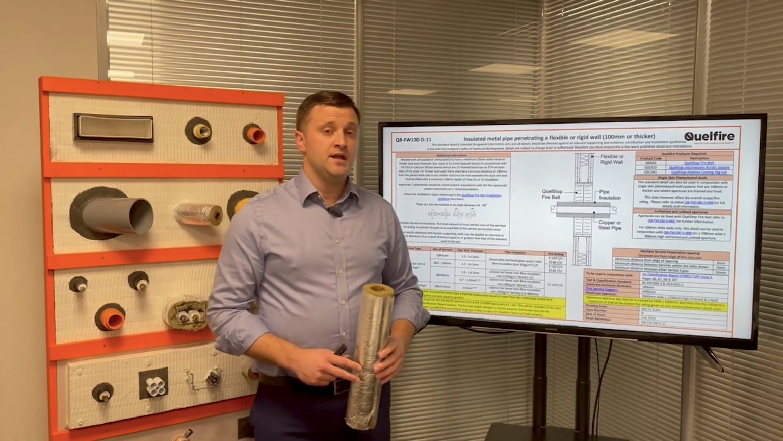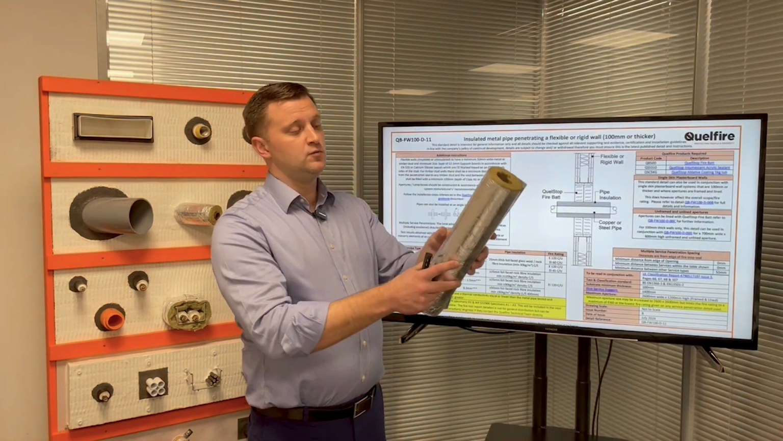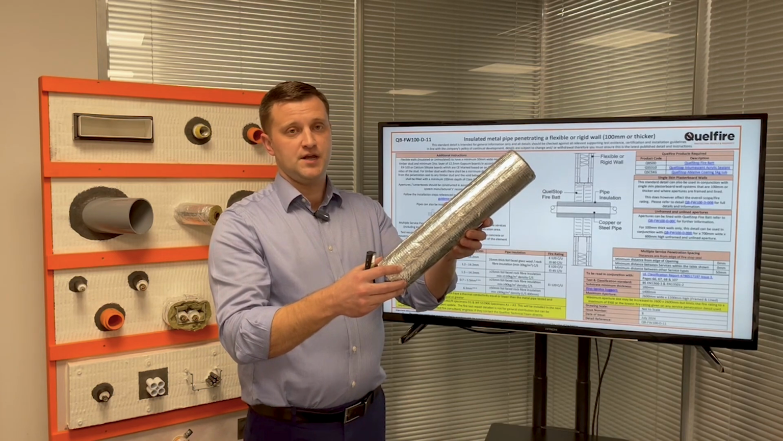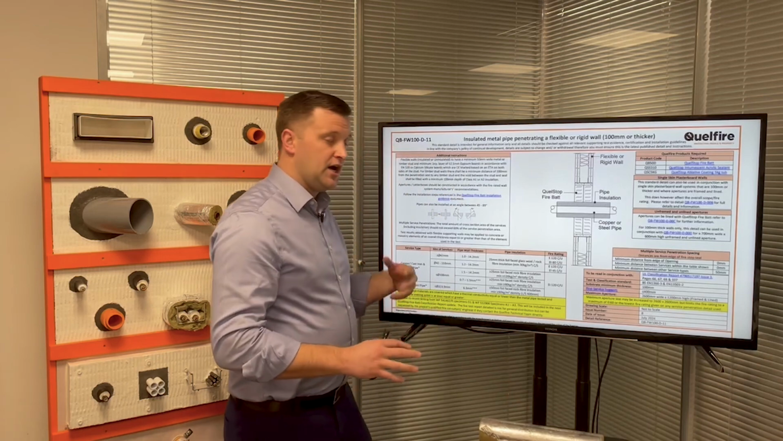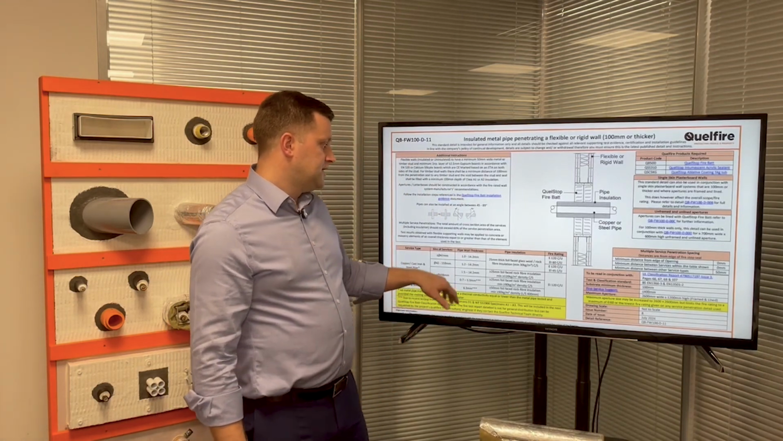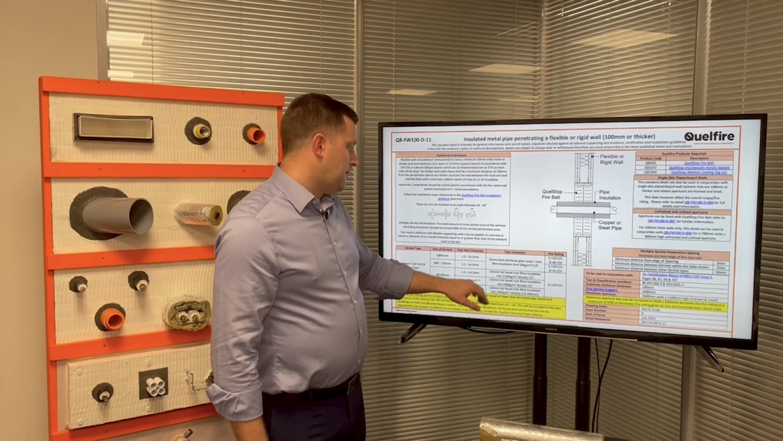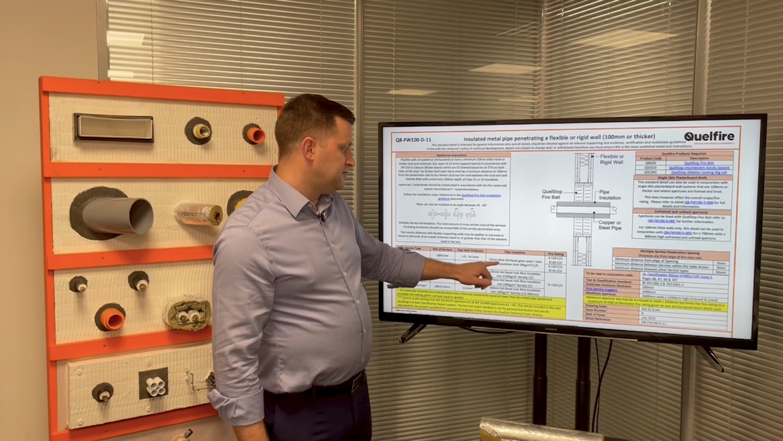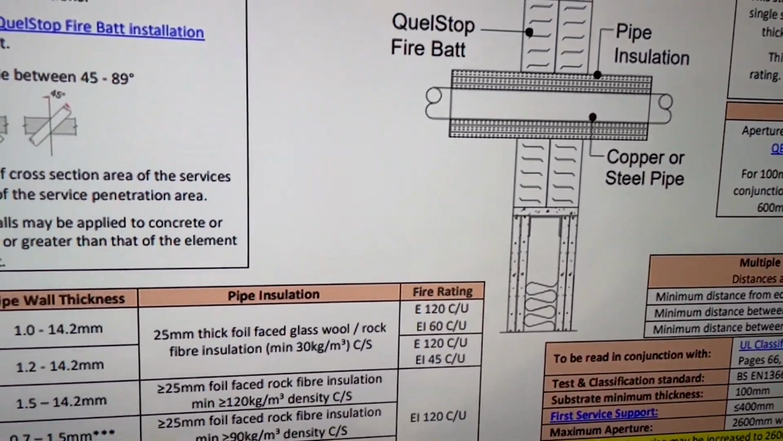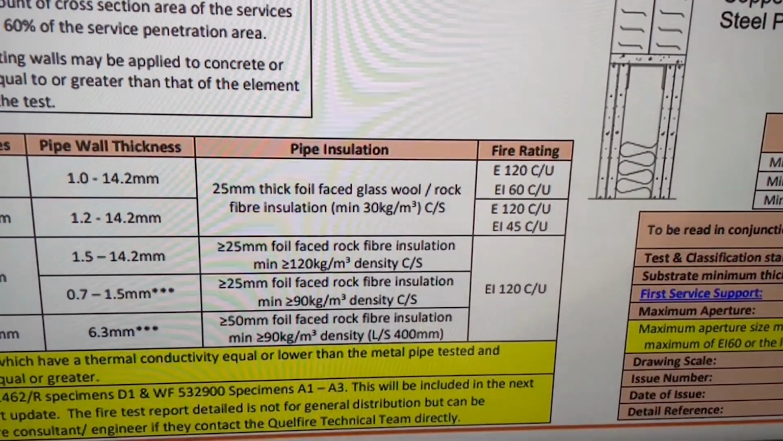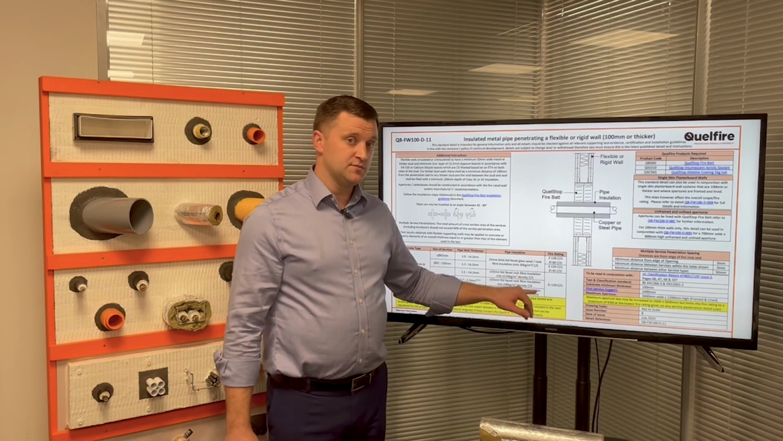So when we talk about a foil-faced rock fibre insulation, we're talking about an insulation material with this foil face as you see it on this particular sample. As I say, there are different types in terms of different densities. So this detail that we're looking at is our detail ending D11. First one is a 25mm thick foil-faced glass wool or rock fibre with a minimum density of 30 kilograms per cubic metre. We then have a 25mm foil-faced, which is a minimum density of 120 kilograms per cubic metre.